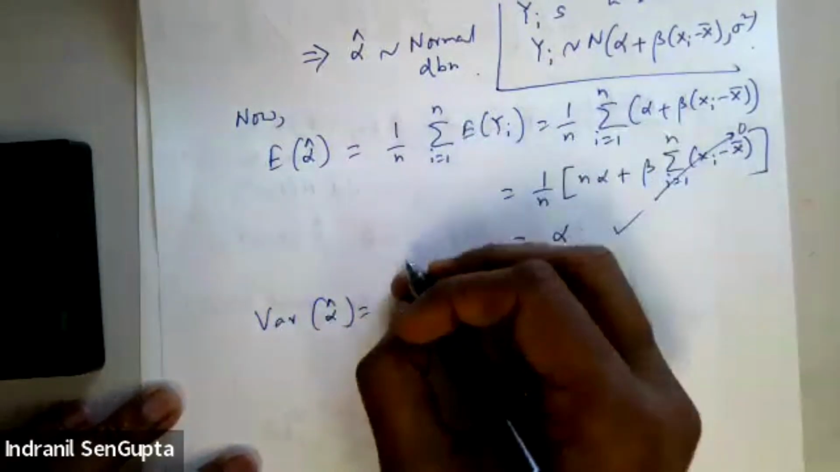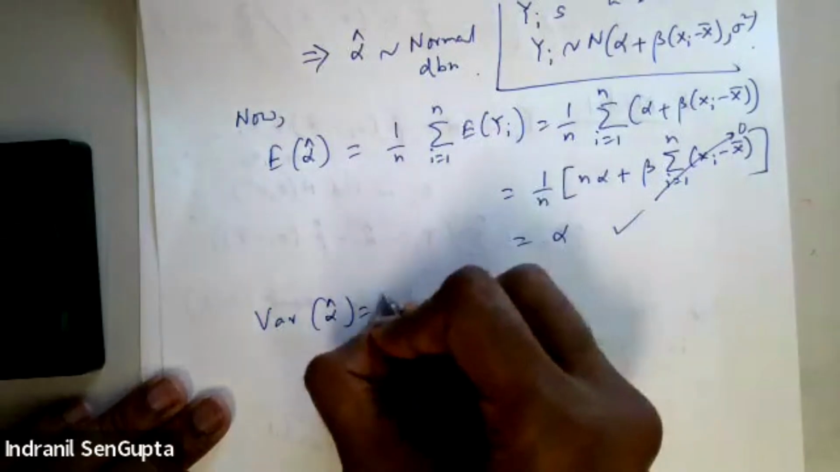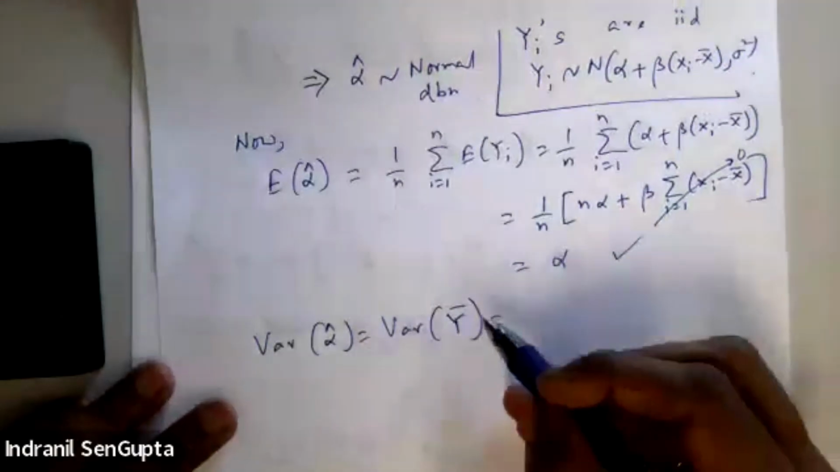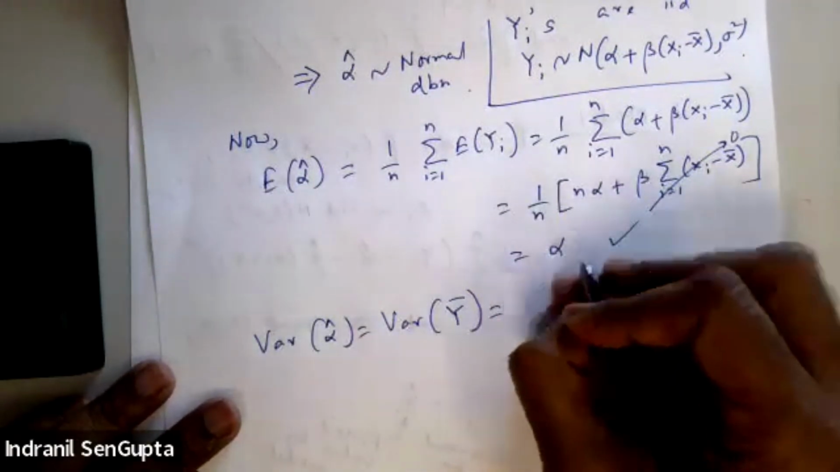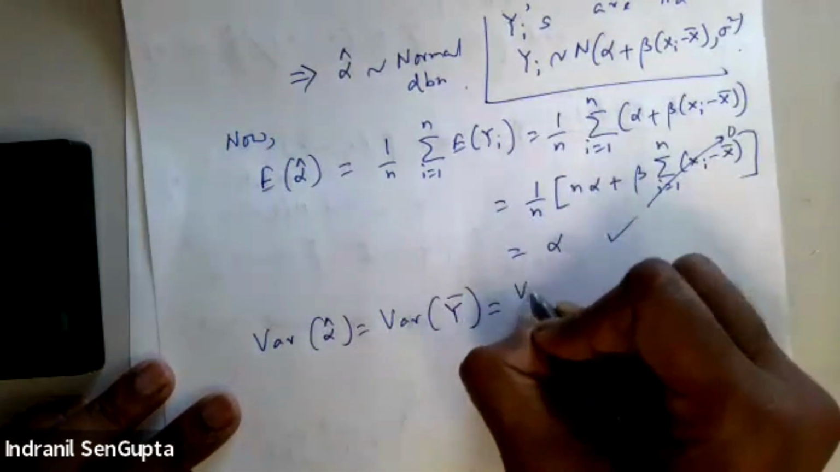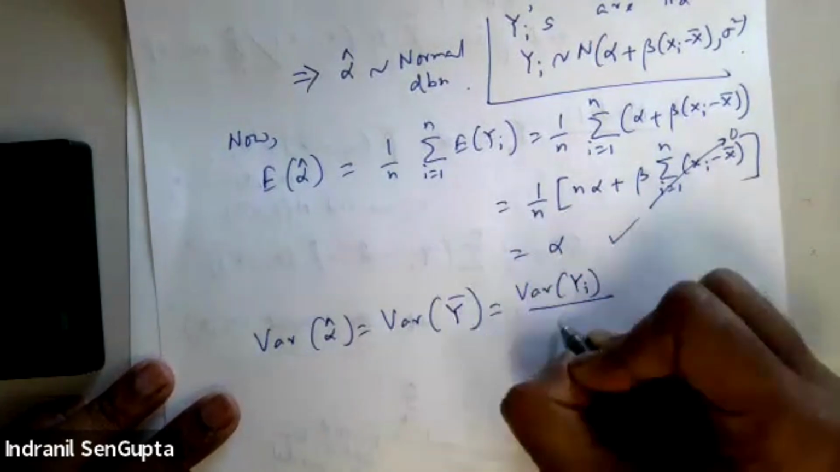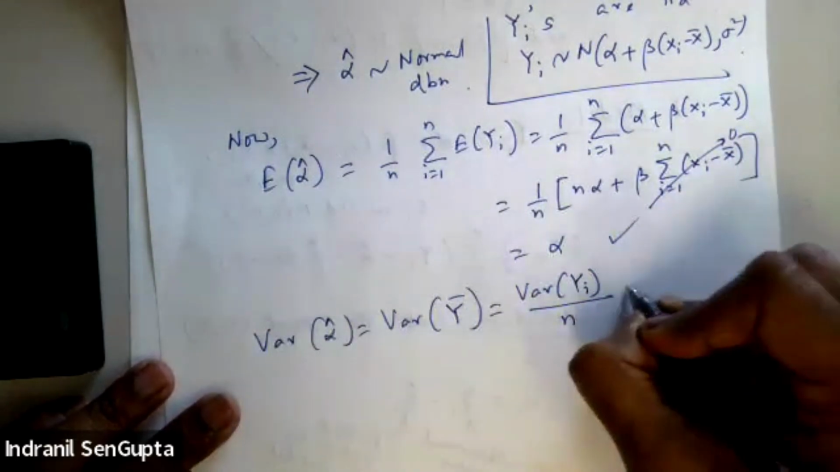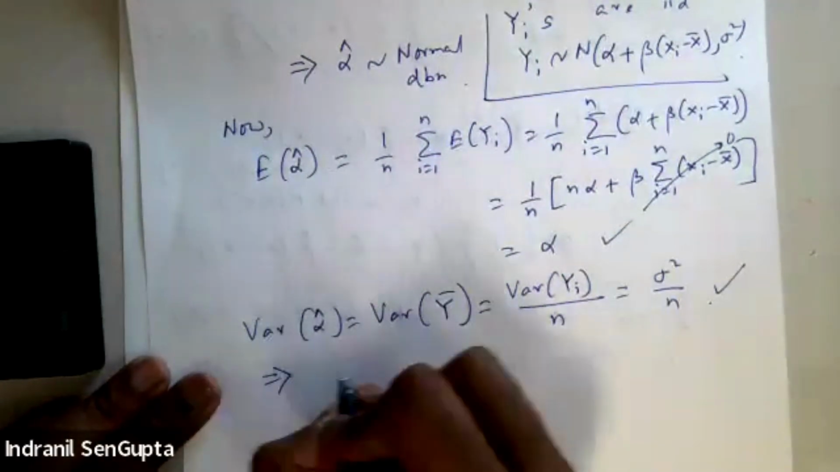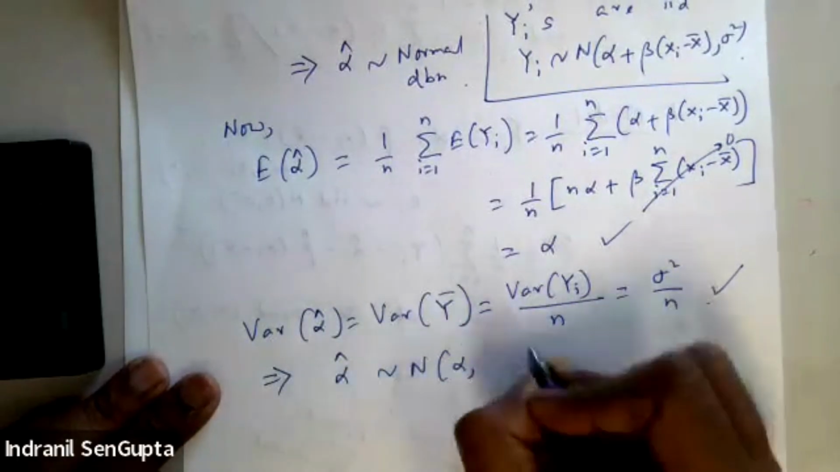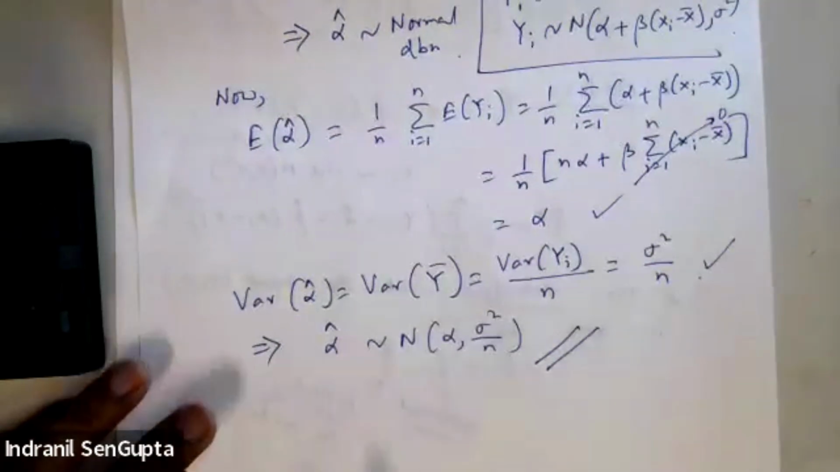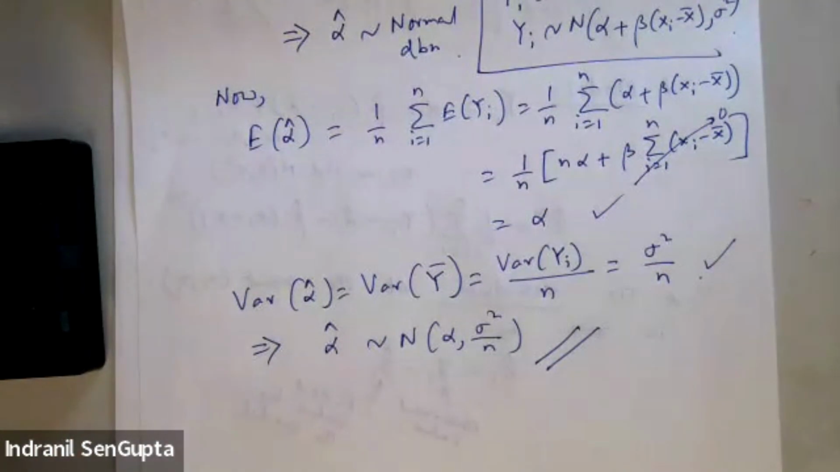So it's again the variance of y bar. The sample variance is the population variance, so it's the variance of yi over n, and the variance of yi was sigma squared. Hence, alpha hat follows a normal distribution with mean alpha and variance sigma squared over n. Remember, alpha and sigma squared are the true parameters. Alpha hat is the estimated parameter.